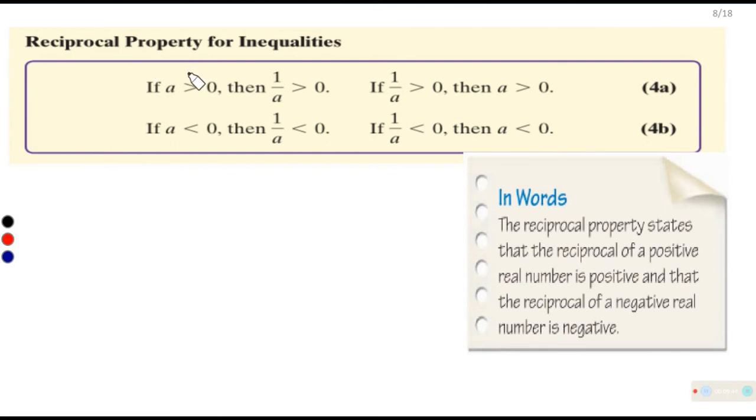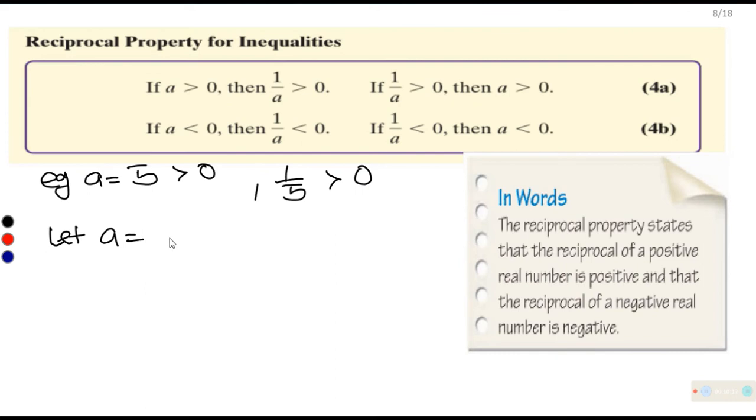Now the reciprocal property states that if a is greater than 0, then 1 over a is greater than 0. Vice versa, if 1 over a is greater than 0, then a is greater than 0. And if a is less than 0, then 1 over a is less than 0. For instance, let a equal 5, which is greater than 0, then 1 over 5 is greater than 0. Let a equal -2, which is less than 0, then 1 over -2, which is -1 over 2, is also less than 0. So that is how this one works.